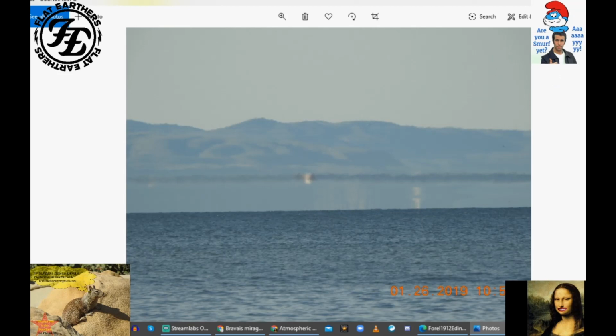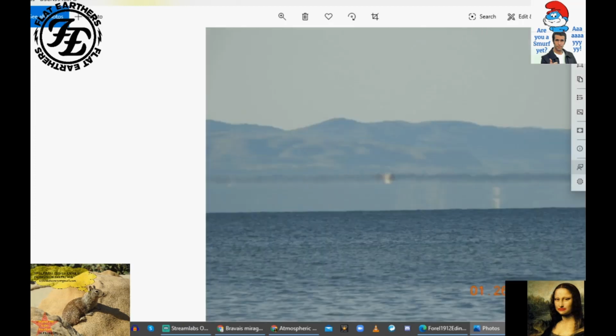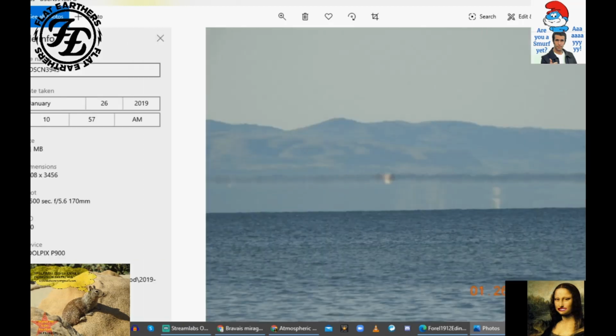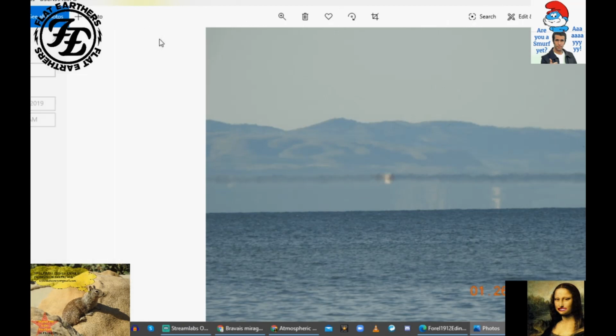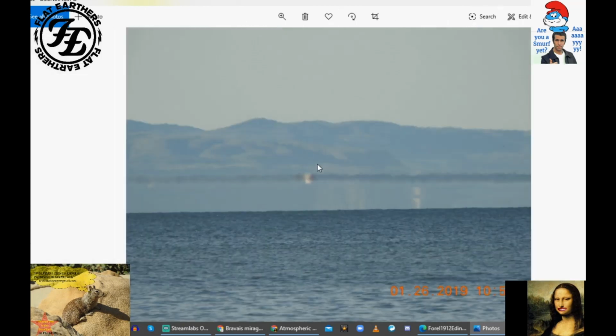Hello. Thank you. I don't have a lot open. I'm not sure why it's taking so long to file information. Let's go. All right, this is 170 millimeter. Okay, 170 millimeter, so just a little bit of zoom on this.